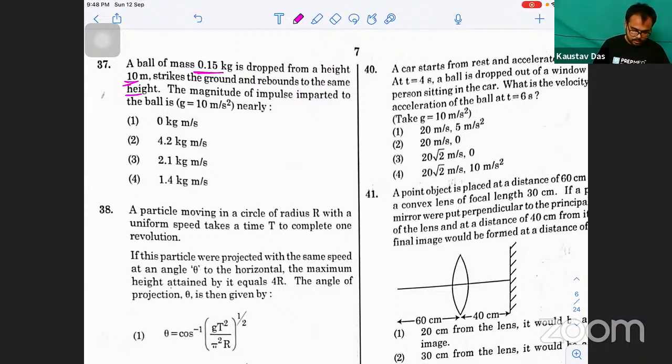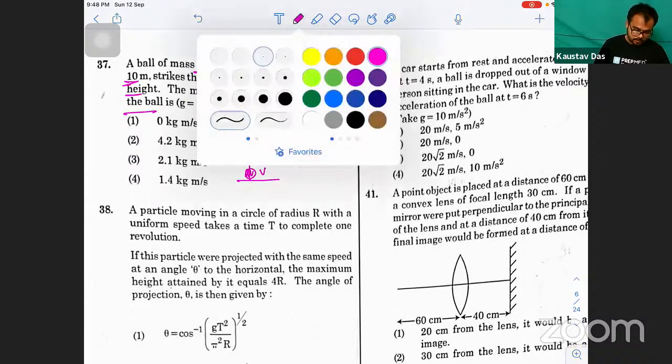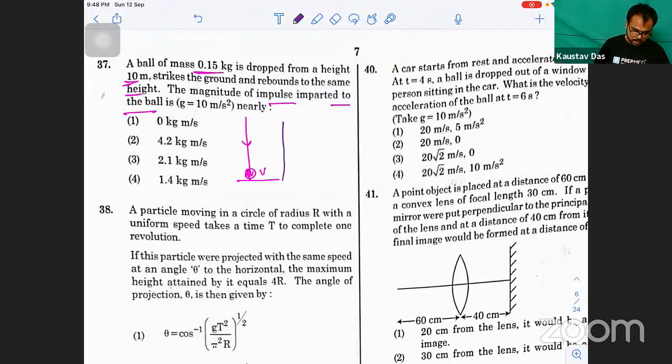Then the magnitude of the impulse imparted by the ball, as it is returning back to the same height, that you have to understand. Whenever the ball is falling down, just before it touches the ground, we get some velocity. And when it goes to the same height, the final velocity again is 0. So whenever it is rebouncing back, we have the same amount of velocity. So the change in momentum we can take as 0. So it is going to be 0 kg per meter second.